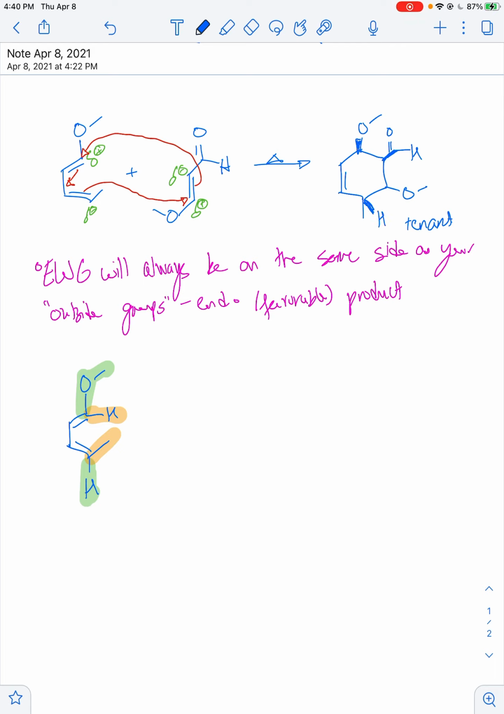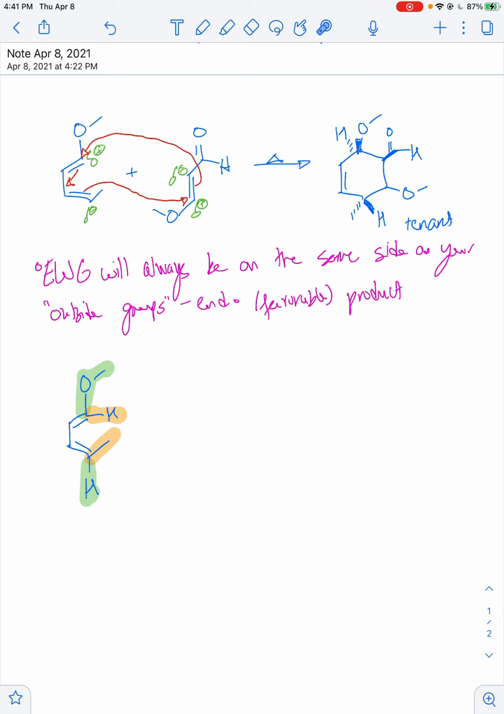Cool. So like I said, our inside groups will have to be on the opposite side as our electron donating group. Or sorry, electron withdrawing group. There's just so many words. But there we go. So these two are our inside groups, and again, they'll be on the opposite side as our electron withdrawing group. Now that just leaves this methoxy group right here.